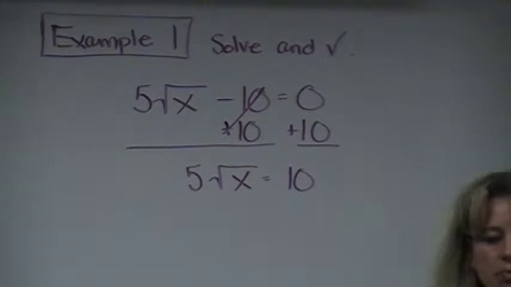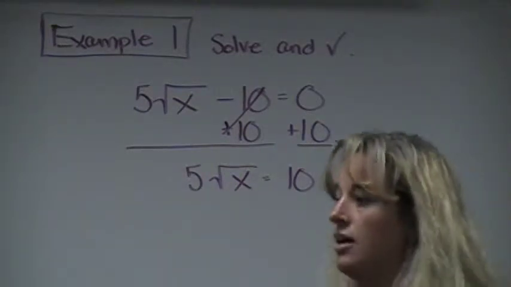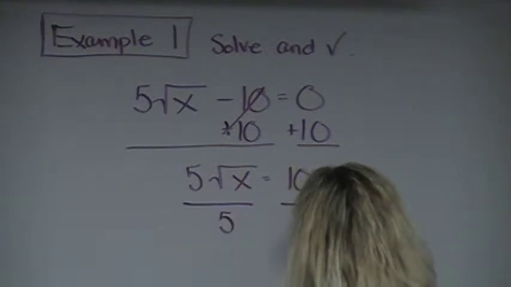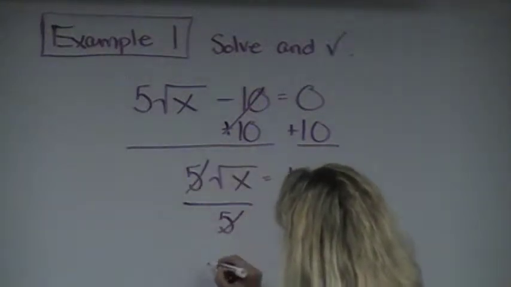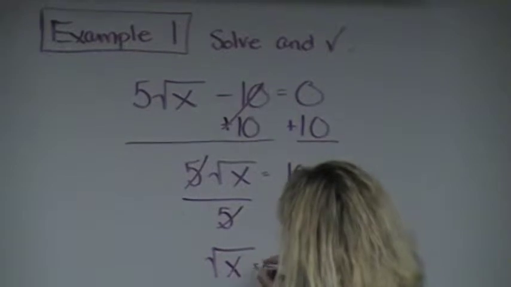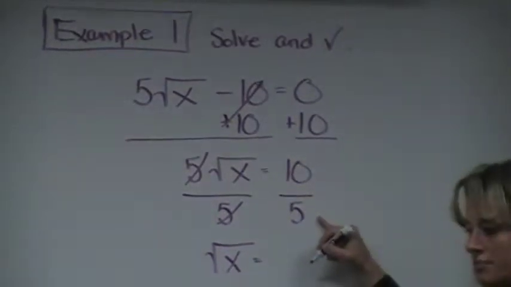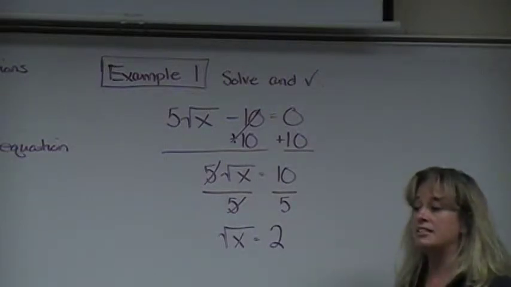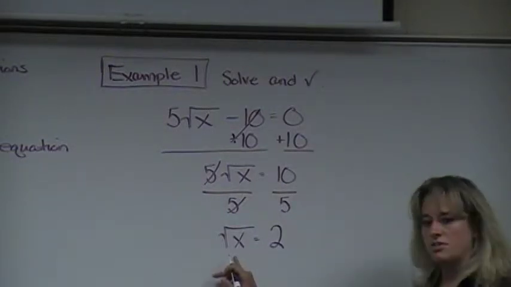Now, how do you get rid of multiplying by 5? Divide by 5 on both sides, correct. Divide by 5 on this side, divide by 5 on this side, and now you've isolated the square root of x. What's 10 divided by 5? 2. Now we've done step 1, haven't we? Have we isolated the radical? Yes. We've isolated the square root of x.